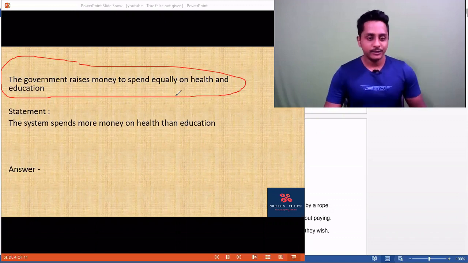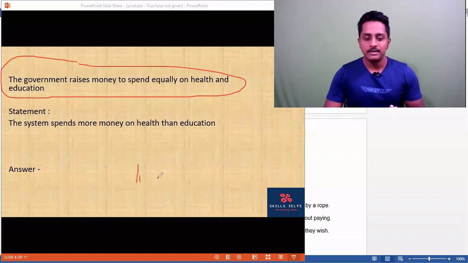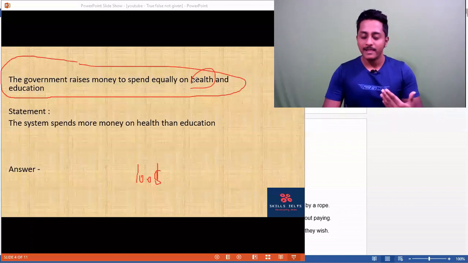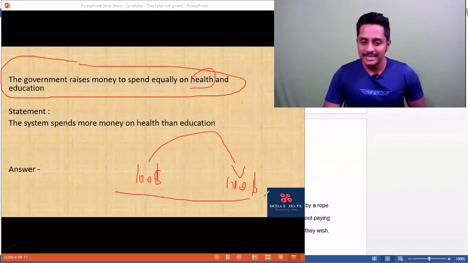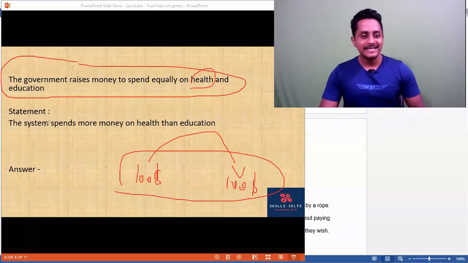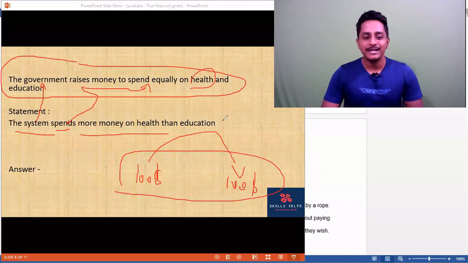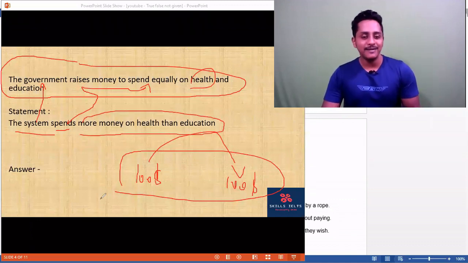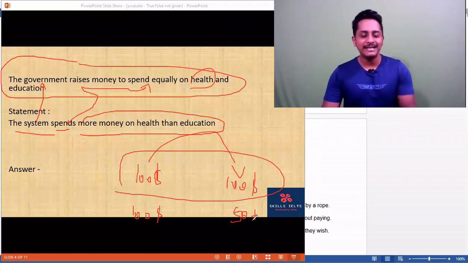All right, so let's draw this proposition as to how it looks. Let's say the government is spending money on health and education. Let's say they're spending $100 on health. If they're spending $100 on health, it also means that they're spending an equal amount of money on education as well. This is given in the paragraph. And the statement says the government raises money to spend more money on health than education. So let's say it spends 100 on health, it will spend 50 on education. Is it not given, or is it completely contradicting?